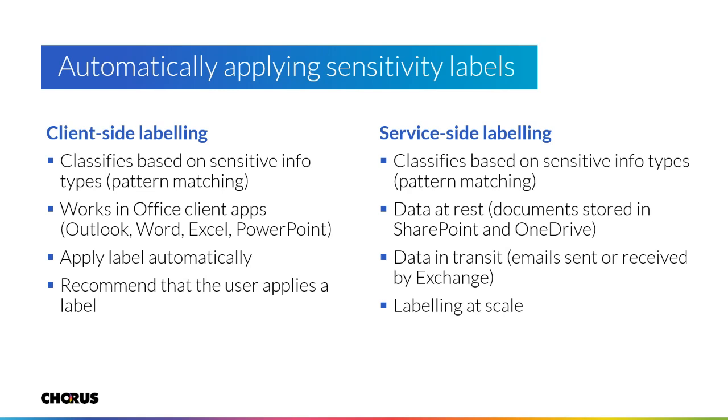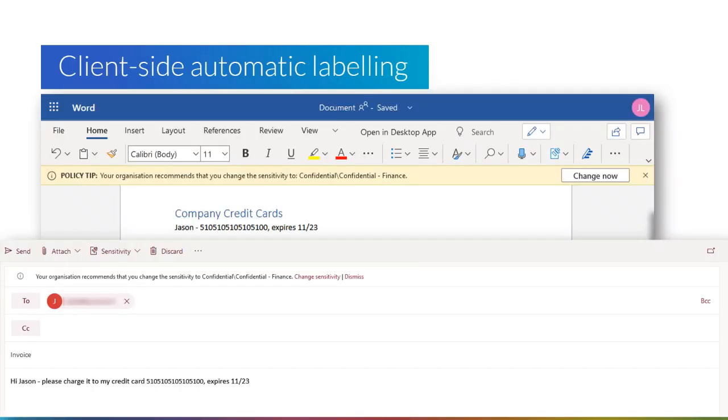So this gives you labeling at scale. So this is what it looks like if you're labeling client side. So you can see here, I might be working in Word or about to send an email, and I've dropped in a credit card number.